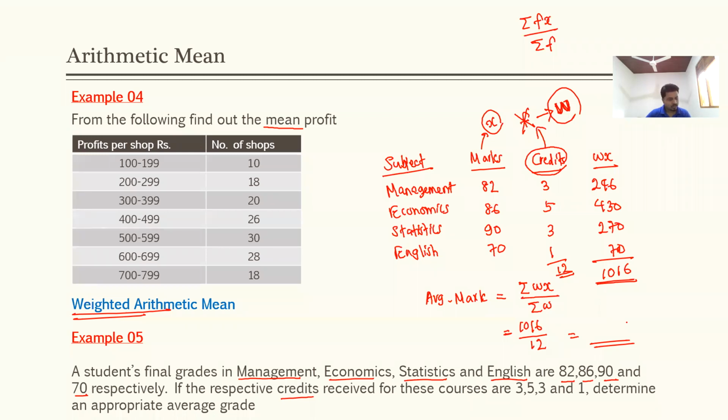Should be equal to what? 84 point 84.67, right? 84.67.